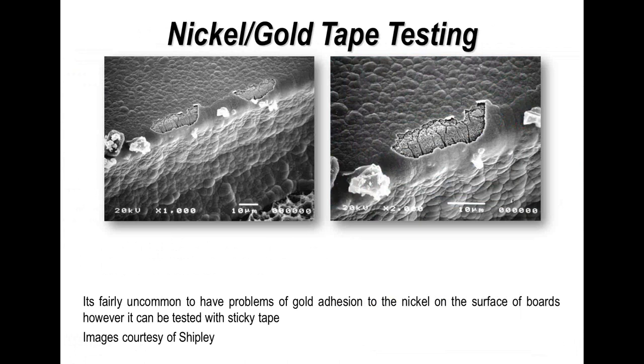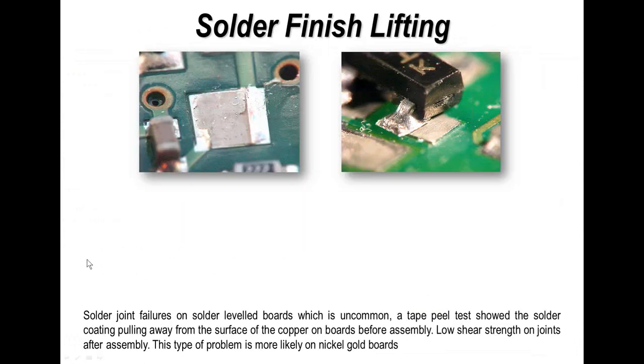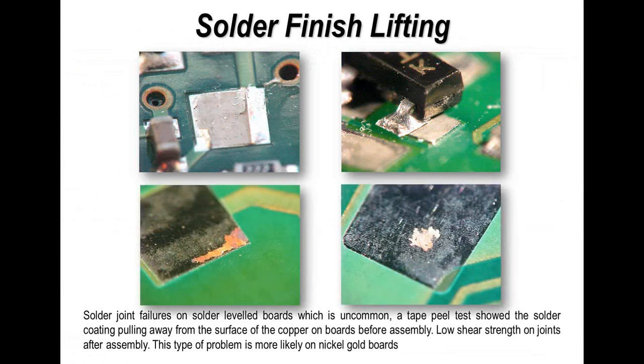If you buy the whole manual, there's a cost involved. But it's a fairly simple test if you find you do have problems with separation. Now, this is an example of poor adhesion. And this is, again, fairly unusual, but this is actually poor adhesion that we saw on solder leveled boards.